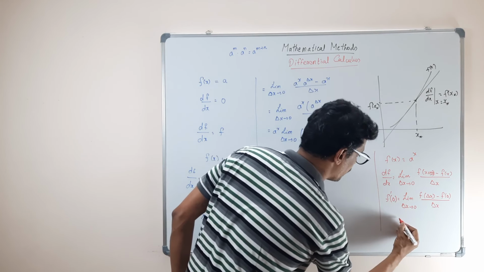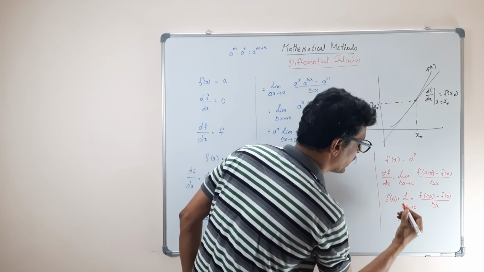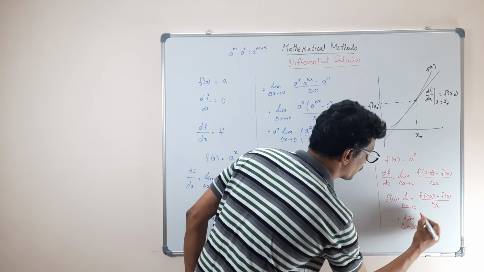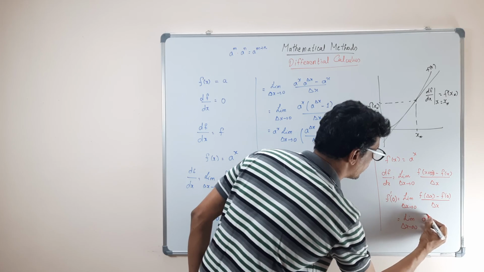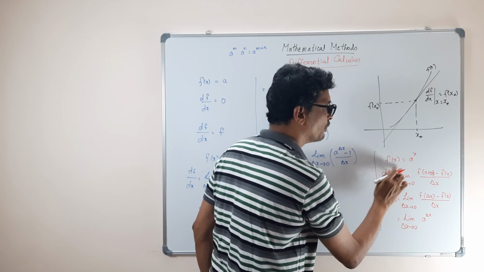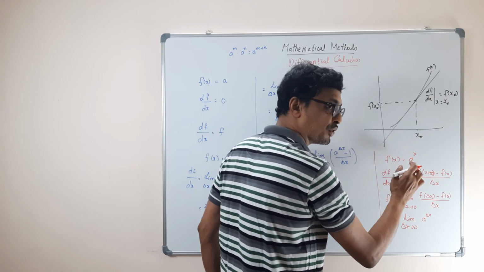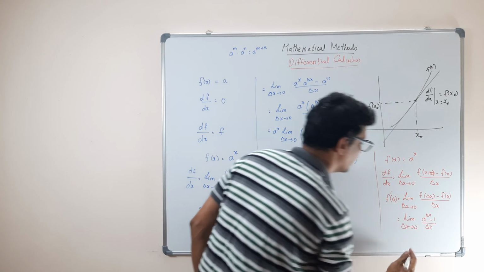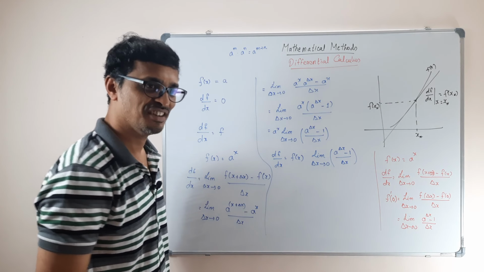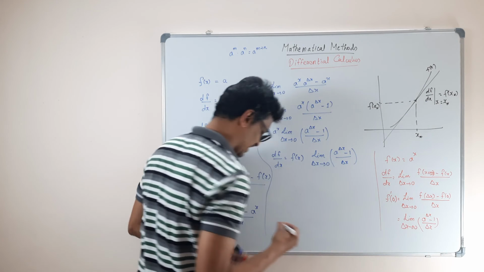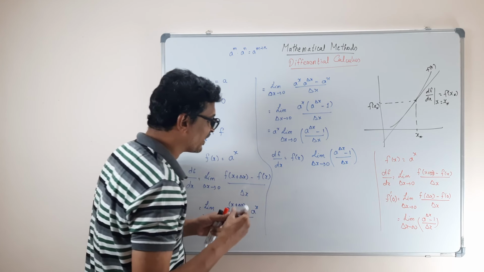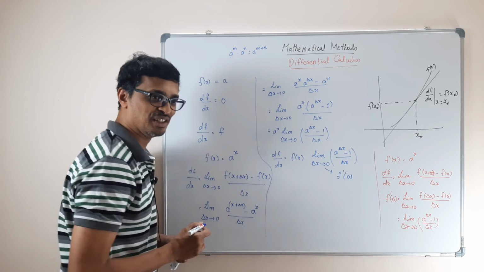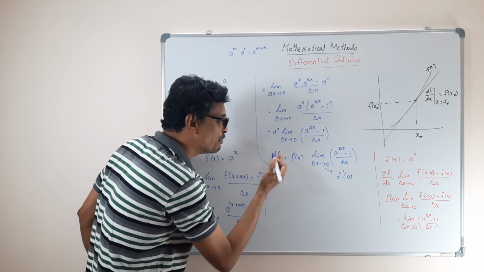Correct? Now you tell me what is f of delta x? A power delta x. Limit of delta x tends to 0. This will be a power delta x. Tell me what is f of 0? When this x becomes 0, this is what? A power 0 is what? 1. Correct. So minus 1 divided by delta x. Isn't it the same thing as here? Okay. So what this is, this will be nothing but f prime of 0. Correct? And this is f prime of x.